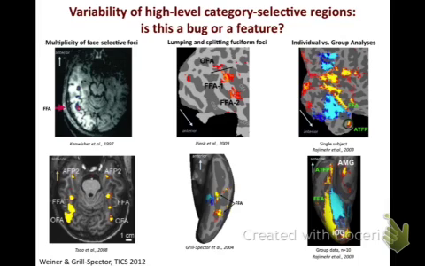brain areas. So the question is, is this a bug or a feature? Meaning, is this a feature of high-level visual cortex that's just much more variable than, let's say, early visual cortex like V1, or is this a bug, that we don't have a good enough model for high-level visual cortex and different people do different things and therefore it appears very variable?